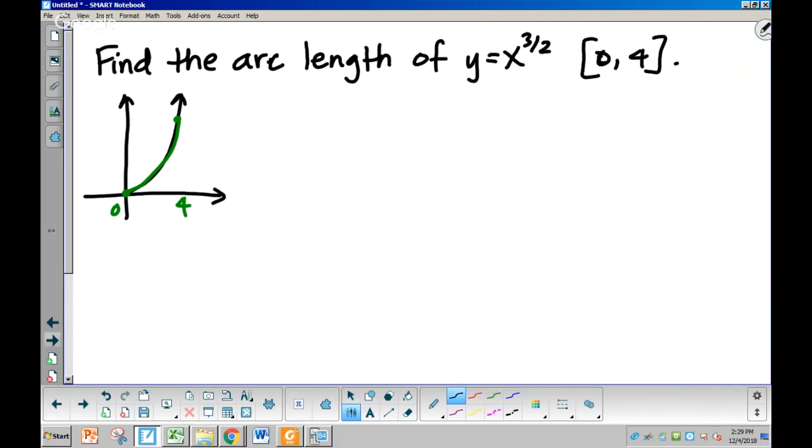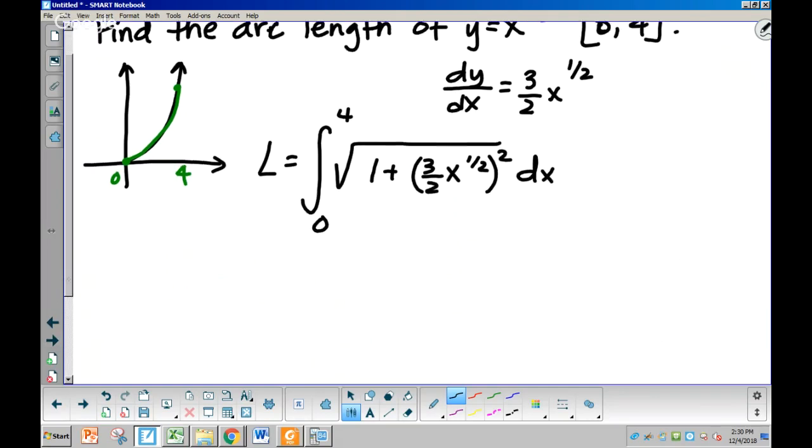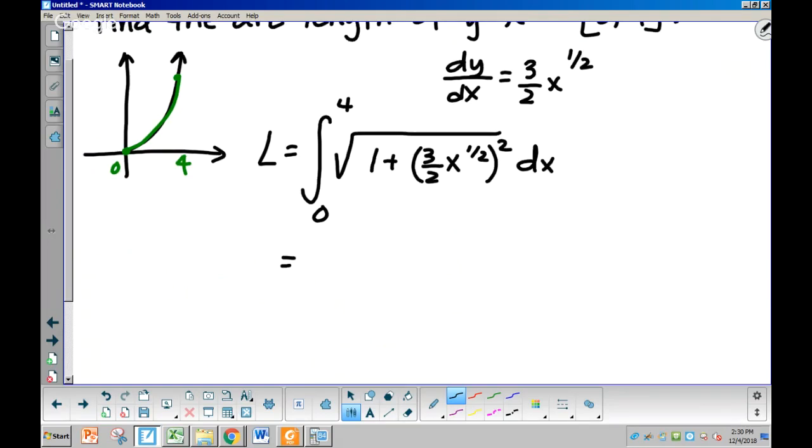Okay, so what do I need? I know I need dy/dx, which is 3/2 x to the 1/2. And so my arc length is going to be the integral from 0 to 4 of the square root of 1 plus 3/2 x to the 1/2 quantity squared dx. Okay, now we can actually do this one. This is going to be the integral from 0 to 4 of the square root of 1 plus 9/4 x.